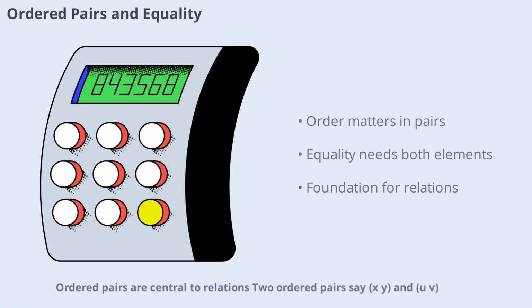Ordered pairs are central to relations. Two ordered pairs, say (x, y) and (u, v), are equal only if their first elements are equal and their second elements are equal. For instance, (2, 5) equals (2, 5), but not (5, 2). This strict order is what makes the Cartesian product unique and useful in mathematics. It helps us distinguish between different types of relationships and ensures clarity when working with sets.